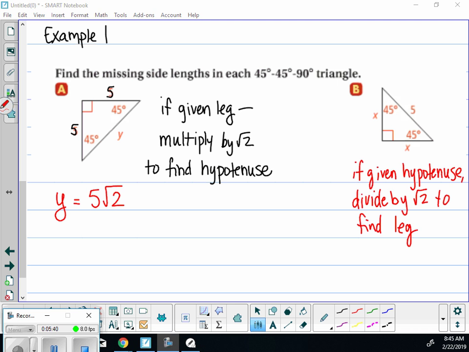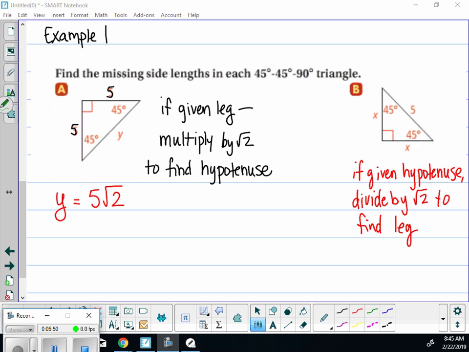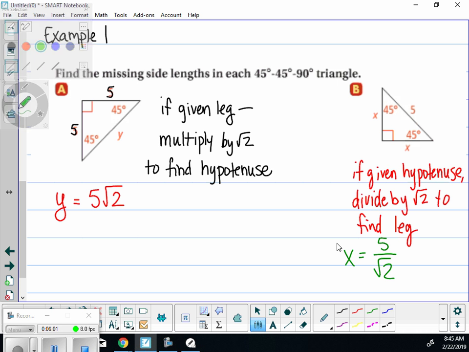So in B, they're giving us the hypotenuse is 5. So to find the leg length, we are going to divide by the square root of 2. So x is going to equal 5 divided by the square root of 2. Now we can't leave it that way, right? We still have to rationalize that. We can't leave a square root in the denominator. So multiply by square root of 2 over square root of 2, and rewrite that as 5 times the square root of 2 divided by 2.